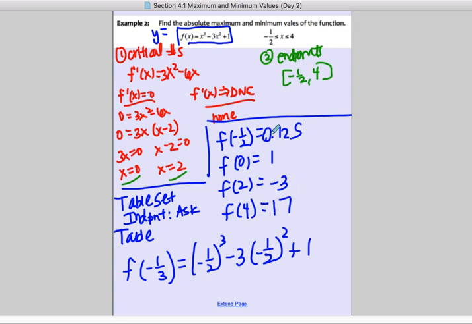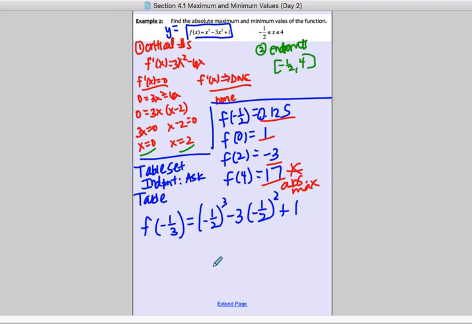So you take your endpoints and your critical numbers, and you plug them into your original, and then you just look. Who is the biggest number of my y's? Well, 17. So guess what this means? This is my absolute max. There's a few ways you can write it. It is 17 at x equals 4, or I'll even let you say it's at (4, 17), the ordered pair.